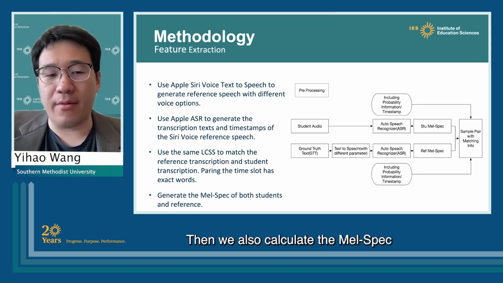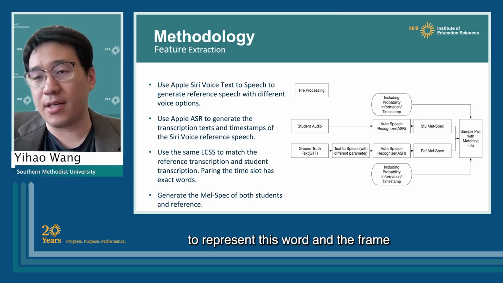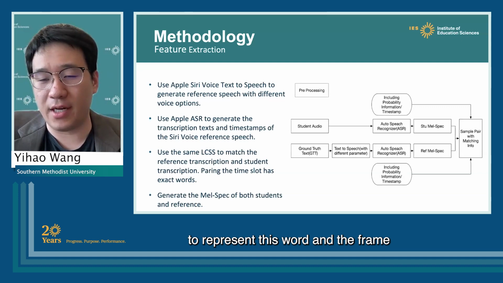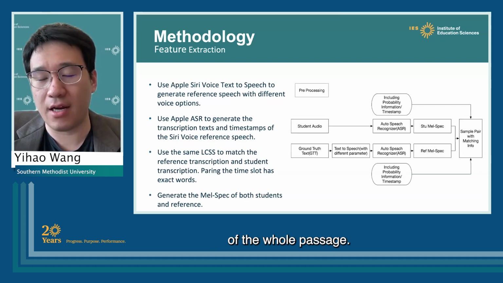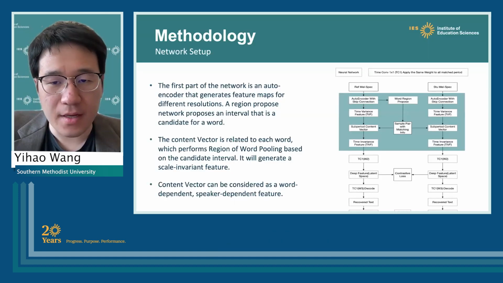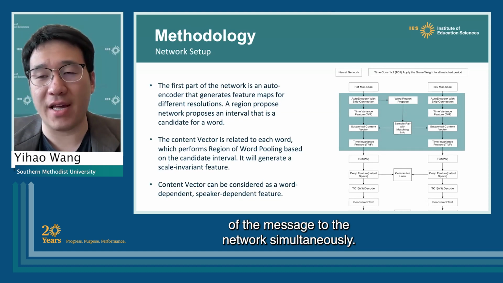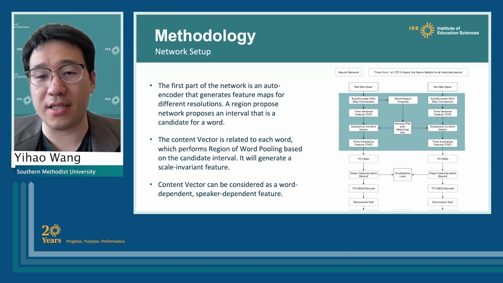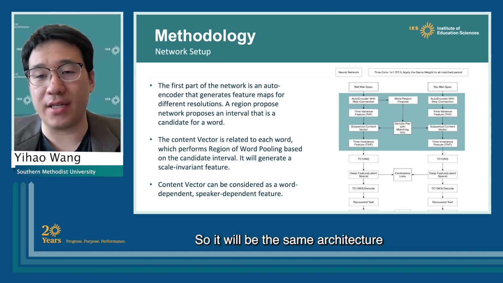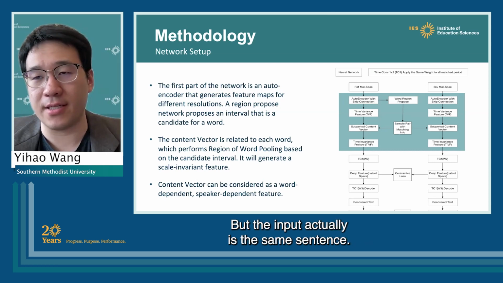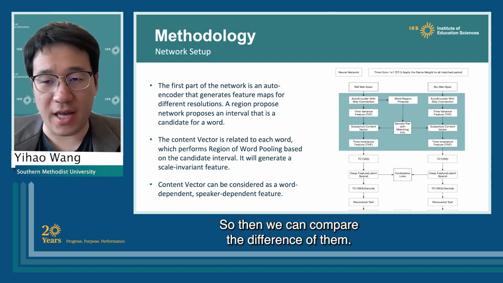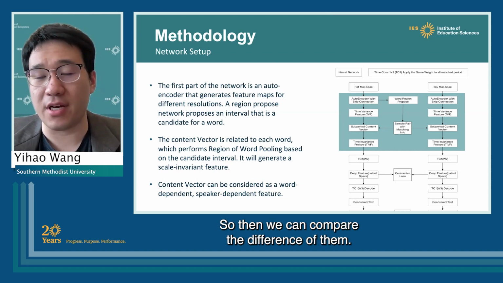Then we also calculate the MEL spectrum to represent this word and the frames of the whole passage. So the first part, and we send these two parts of the message to the network simultaneously. So it will be the same architecture, but sent into a different input. But the input is actually the same sentence. So then we can compare the difference between them.